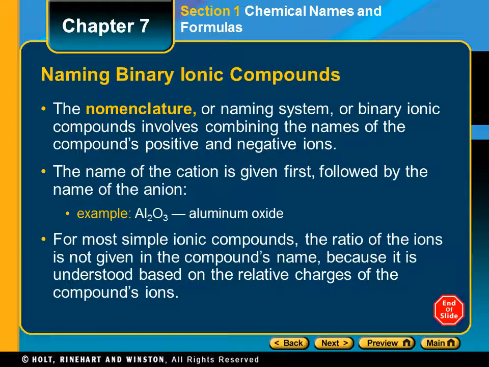For simple ionic compounds, the ratio of the ions is not given in the compound's name because it is understood based on the relative charges of the ions. So we don't give ratios in the name, we just call it what it is, because the formula shows us the ratio is pretty simple.